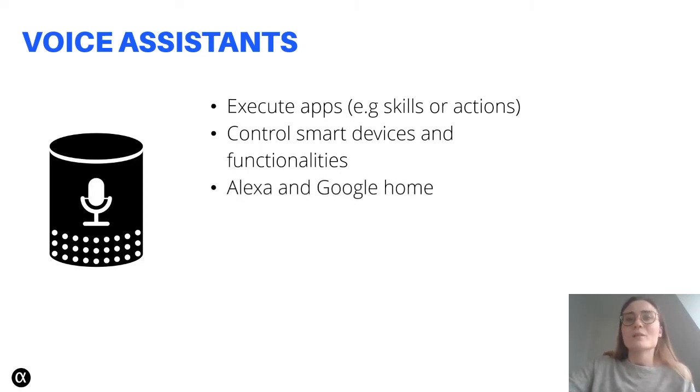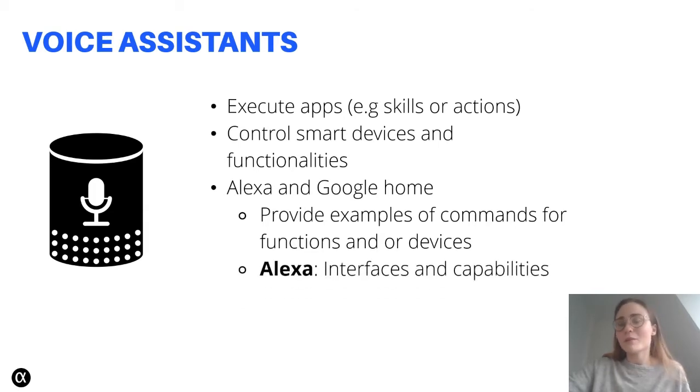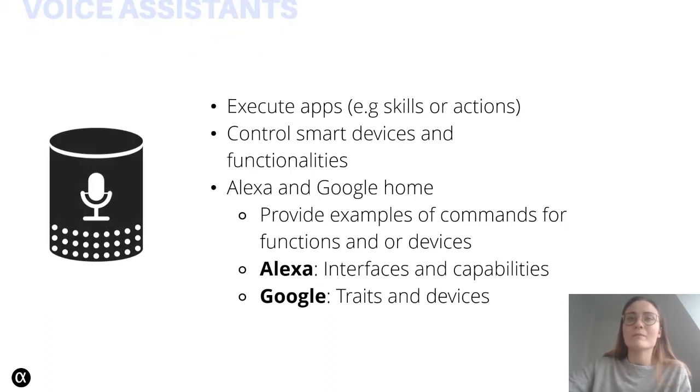If we take Alexa and Google Home, which are the two most popular voice assistants, they usually divide their functionalities into different interfaces. Alexa has a high-level interface such as smart home security, for example, and capabilities, which are the actual functions such as lock or camera stream. And Google, in turn, directly lists all of its functionalities under the traits name, and also lists device types and recommends for each device a specific functionality.